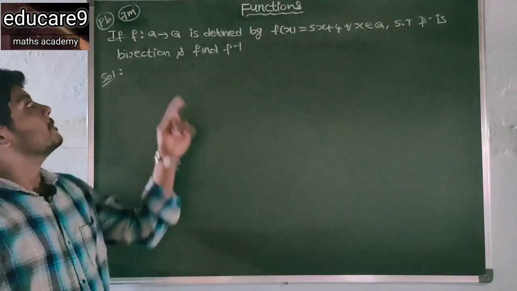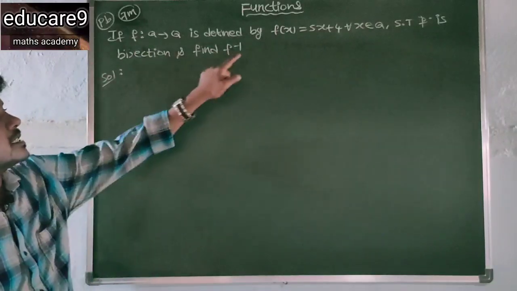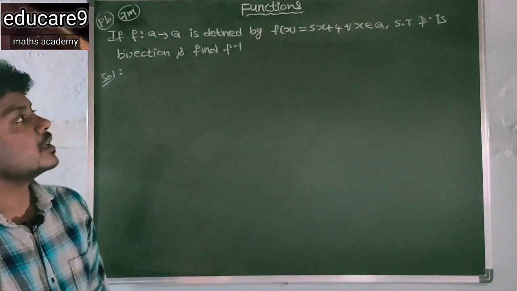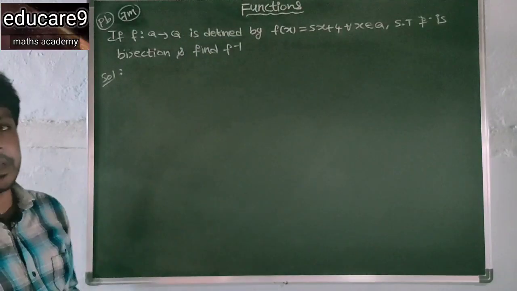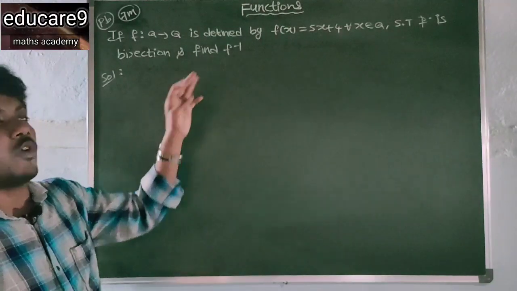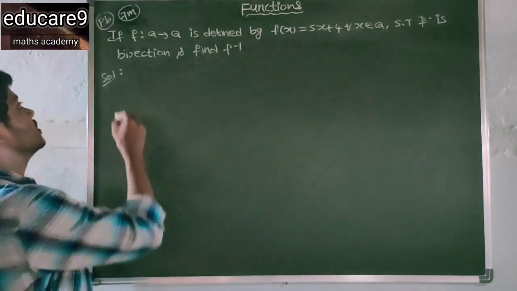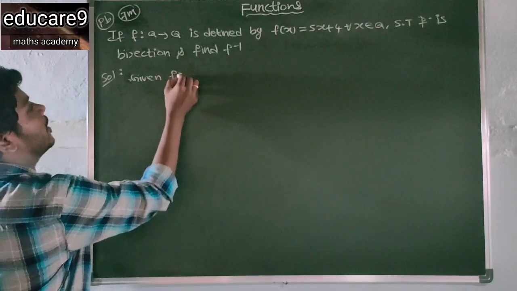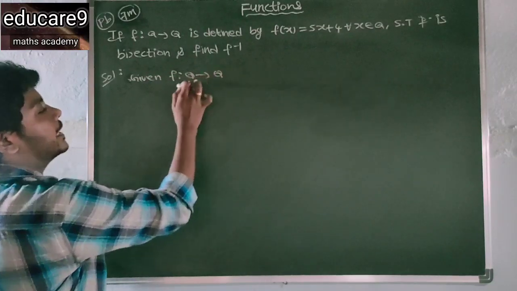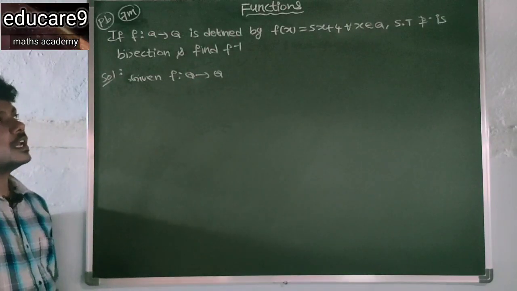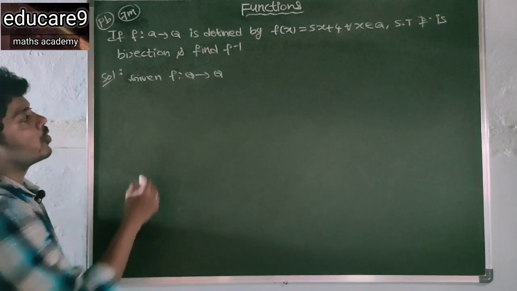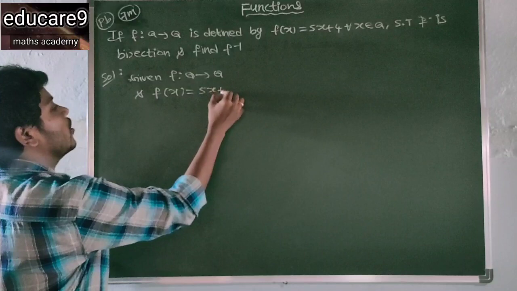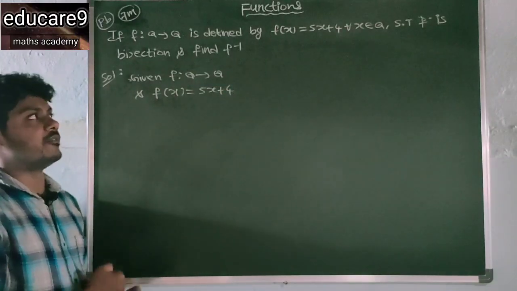So see the next problem. F from Q to Q is defined by the function 5x plus 4 for all x belongs to Q. So that F is a bijection, so means one-one and onto. Then find the F inverse. See here, given F from Q to Q. Here domain and codomain are equal. And the function is what? 5x plus 4. And f of x is equal to 5x plus 4. So this is the given function.